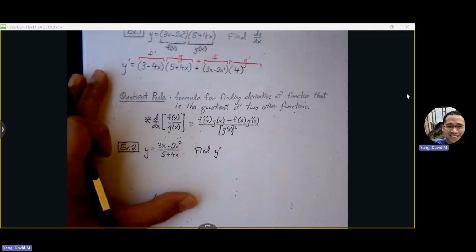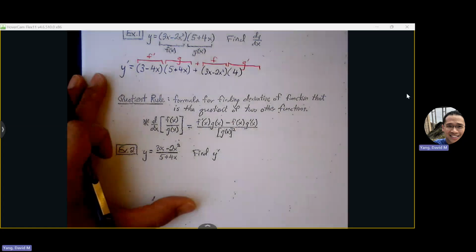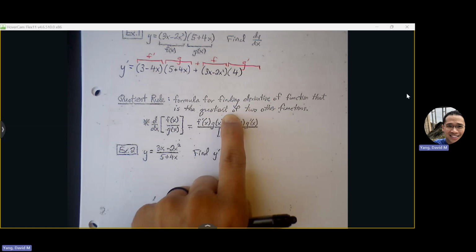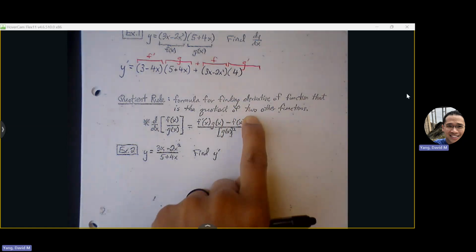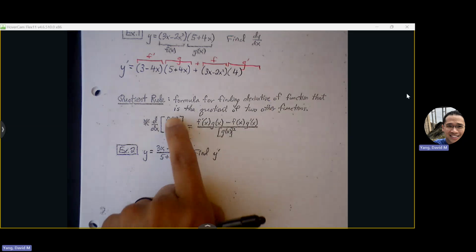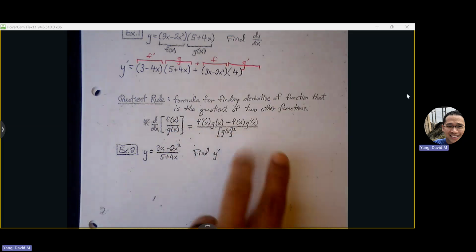A quotient rule, similar idea. Quotient rule is a formula for finding derivatives of functions that is the quotient of two other functions. So if I want to divide one expression by another, I'm going to go through what we call quotient rule.